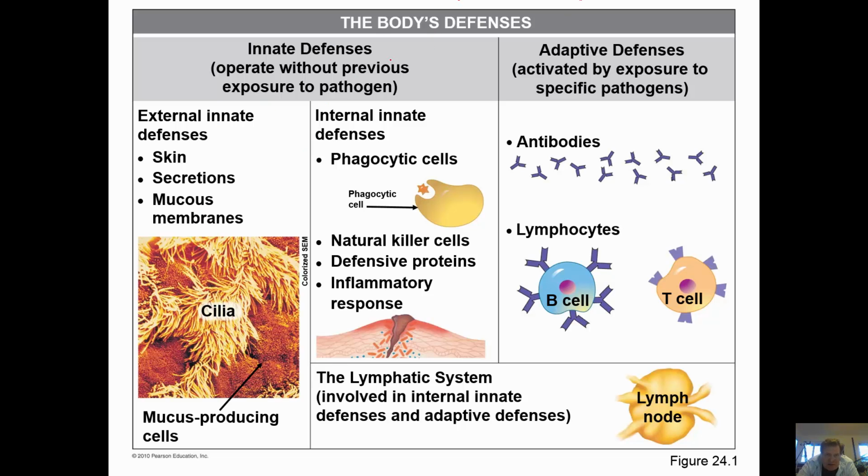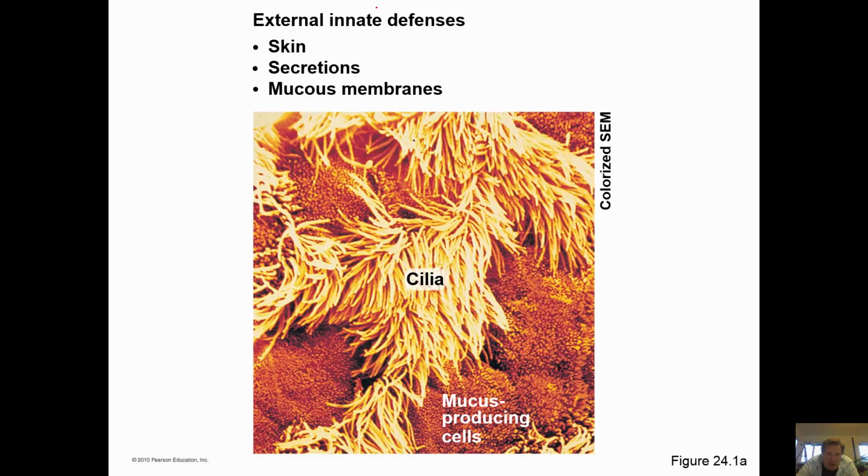In our body's defense, we have these innate defenses and these adaptive defenses. In innate defenses, we have things like our skin, our secretions, mucous membranes, phagocytic cells, natural killer cells, etc. These are all things that work constantly all the time to protect us from pathogens. The second thing that we have, adaptive defenses, is the production of antibodies. We have certain cell types, B cells and T cells, that help protect us from pathogens that we've seen or things that we've been exposed to in our environment. And we'll be able to talk about these in a little bit.